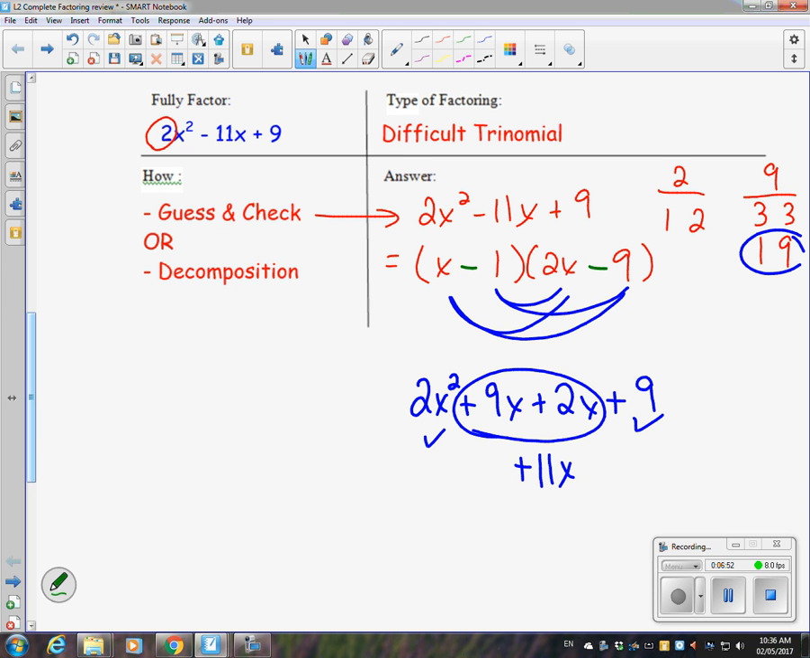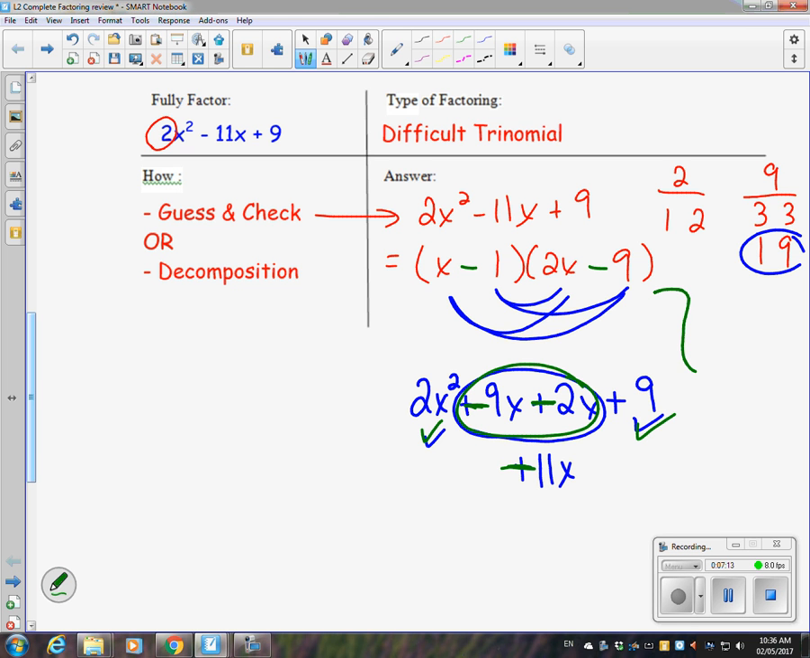X times 2x is 2x squared. And x times minus 9 would make that minus 9. And minus 1 times 2 would make that minus 2. And a minus times a minus still makes that plus 9. So now when I collect my middle terms, I would get minus 11x, just like the question.